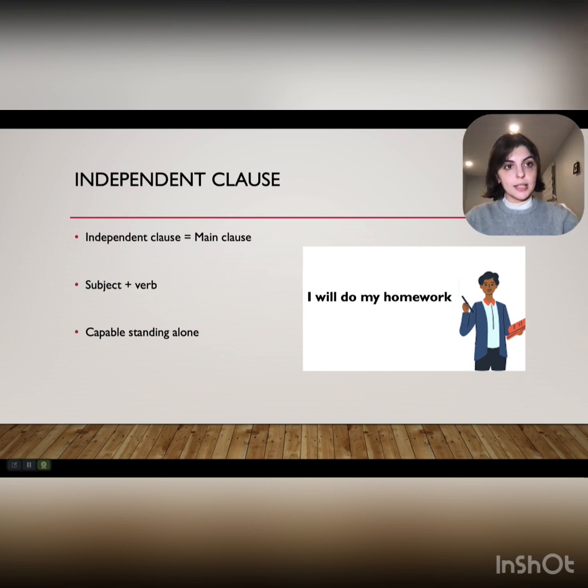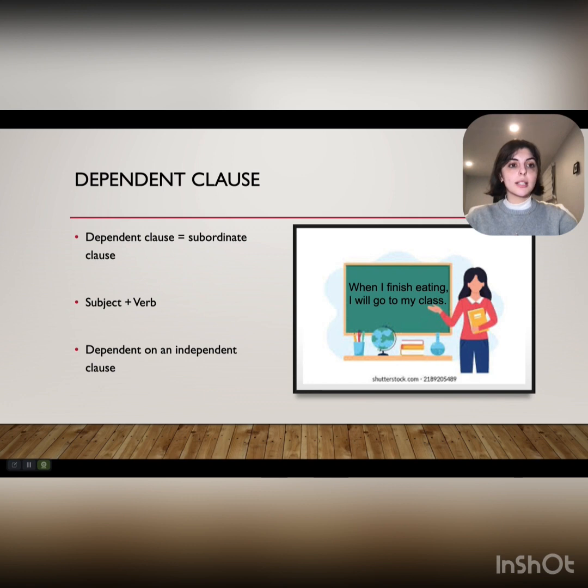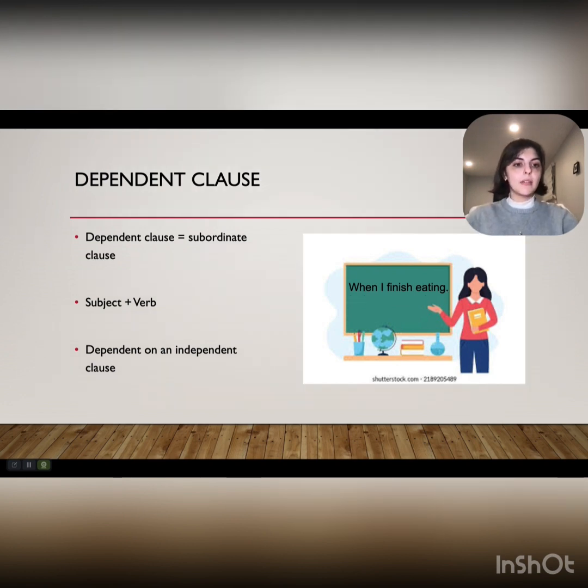A dependent clause is a group of words that contain a subject and a verb, but is dependent on an independent clause in a sentence. Dependent clauses, if we take them by themselves, are not capable of being their own sentences. For this reason, dependent clauses are often called subordinate clauses because they are subordinate to a main clause within the sentence. For example, when I finish eating, I will go to my class. In the above example, when I finish eating is a dependent clause because it depends on the independent clause, I will go to my class, in order to make sense.